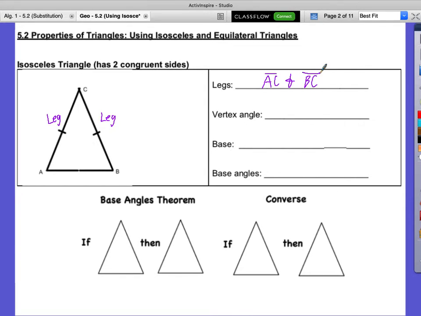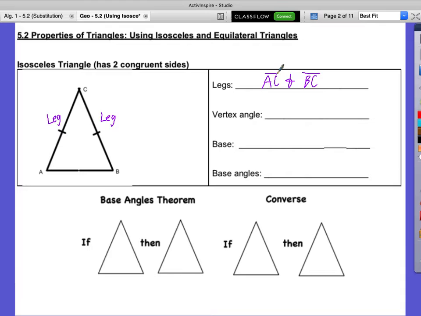Does it matter if I call this BC or CB? No, it super doesn't. It doesn't matter if I call the first one AC or CA. It doesn't matter if I even list them in that order. I could put BC first and AC second. We're just trying to list them.